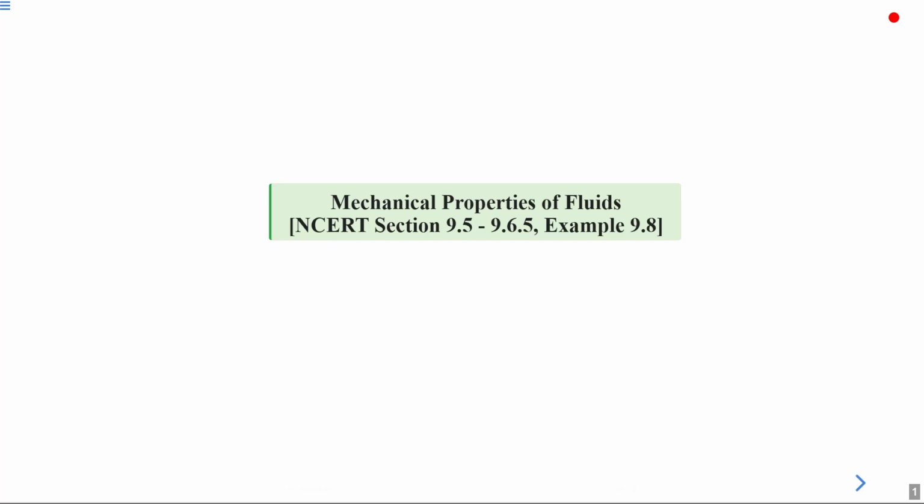Hello students, in today's lecture we are going to learn about mechanical properties of fluids. In this lecture we are going to cover NCERT section 9.5 to 9.6.5 and we will also solve an example 9.8.